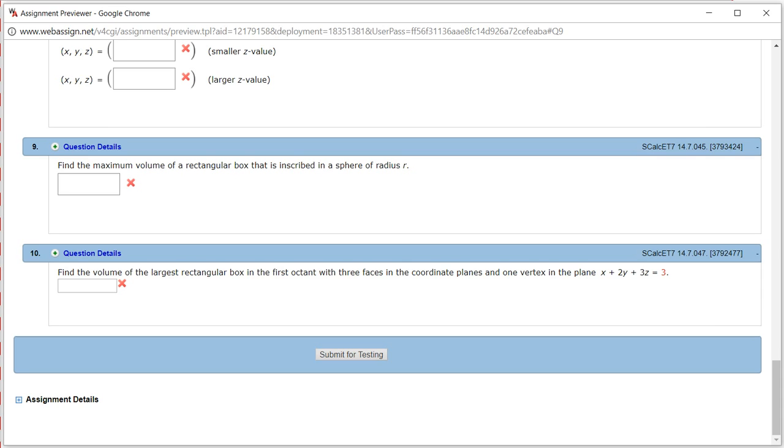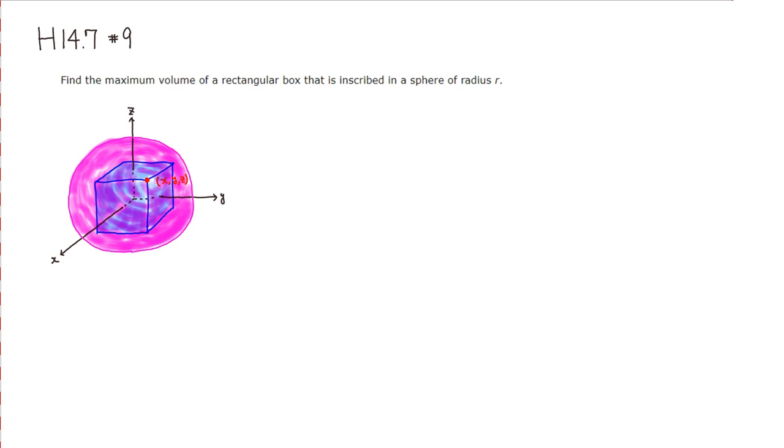All right, let's look at homework 14.7, problem number 9. We want to find the maximum volume of a rectangular box that is inscribed in a sphere of radius r. All right, so let's do that. I drew a picture.